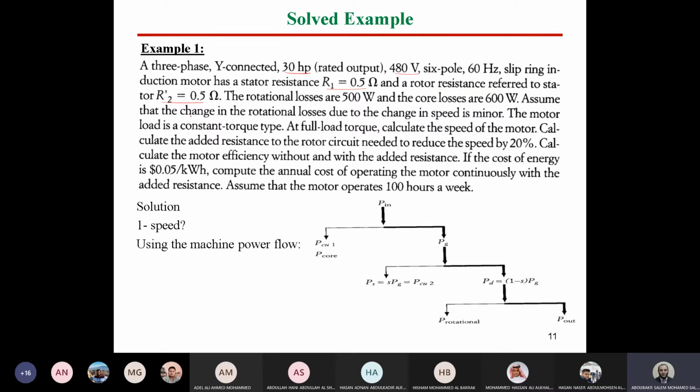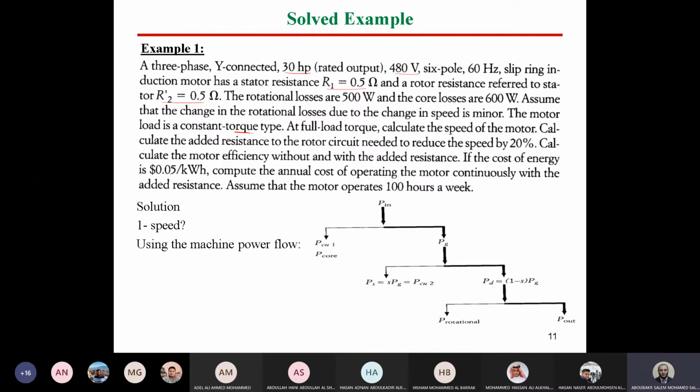Assume that the losses due to the change in speed are minor. So the rotational loss is constant, whatever the speed. Also, the motor load is constant torque. So here we can say for all cases, T1 over T2 is unity. Now, at full load torque, calculate the speed of the motor.